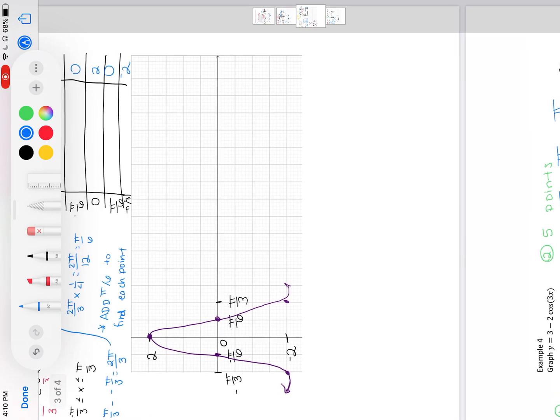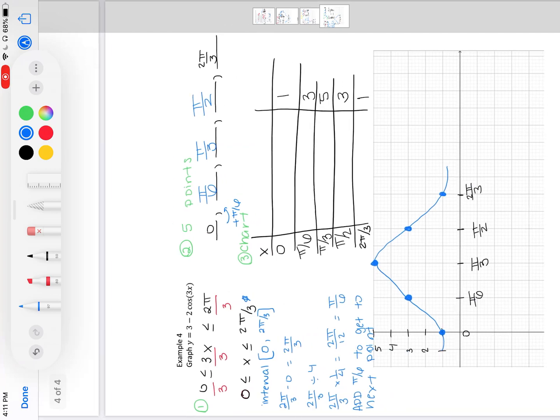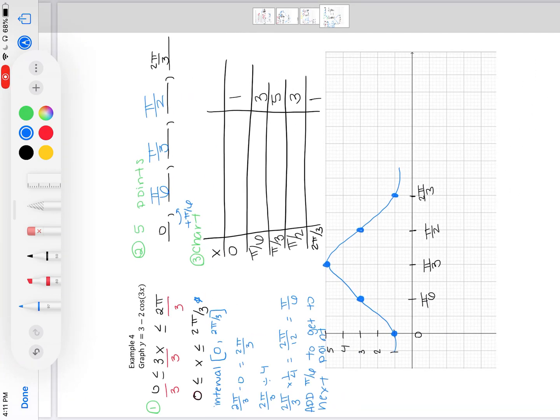Next, I want you to graph y equals 3 minus 2 cosine of 3x. Now pause your video and give it a try. Okay, once you're done, unpause it, and let's see if you're on the right track. So I have the work done for you and your graph, so you can go ahead and check your work.